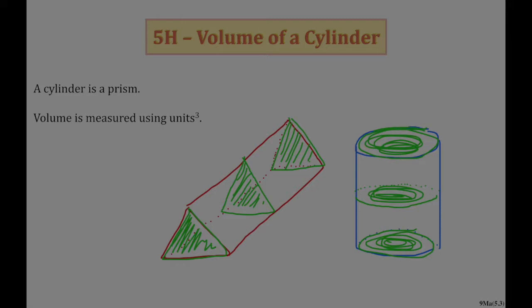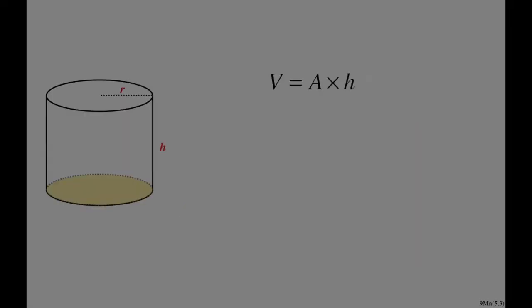But strictly speaking, a prism doesn't have any round edges on it. They have to be straight sides. So we treat it like a prism, but strictly speaking, it's not a prism. Now remember, our volume is measured in units cubed. So let's just have a look at our cylinder. Our cylinder has a circular base, circular top. It's a circle all the way through. The radius we know, all the way across would be called a diameter. The height is the height of the cylinder, the distance from the bottom circle to the top circle.